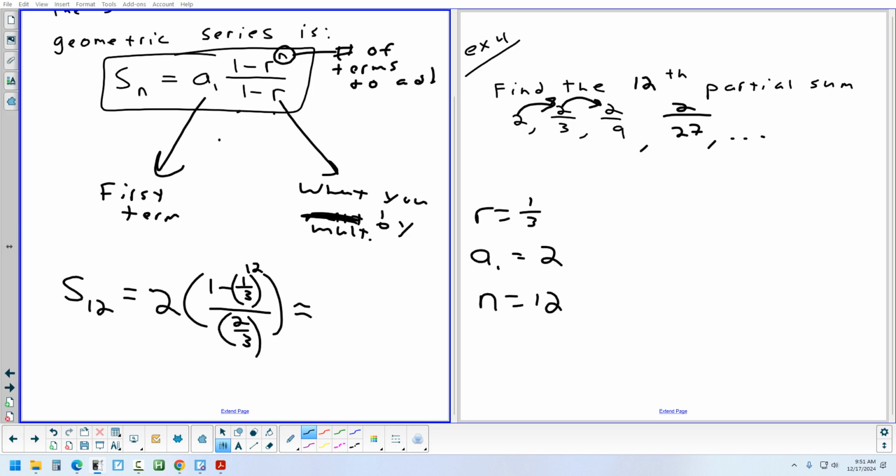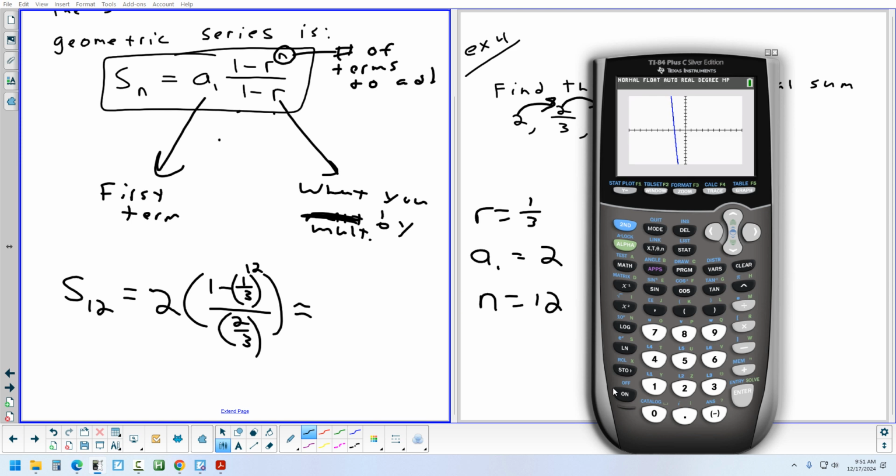Let's see what we get. Okay, because it's got a lot going on, I think I'm going to do it in a couple steps. Let's do the top first. 1 minus 1/3 to the 12th. Okay, that was enough that I don't think I messed anything up. So there's the top. Now divide that by 2/3. And the last thing is there's a times 2 in front. So if you add up the first 12 terms, it's 2.59s and then a 4.